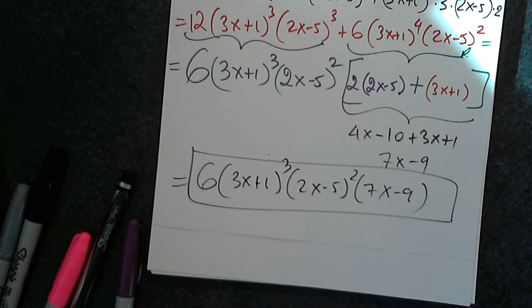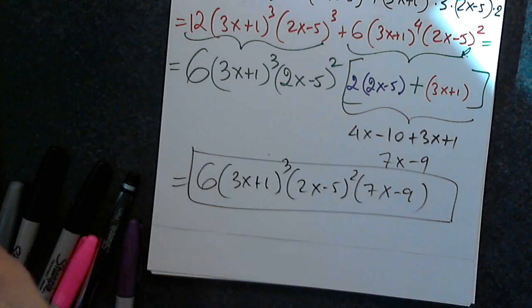There's nothing else you can do here. We need the 4x. 2 times 2x, 2 times negative 5, plus 3x plus 1, 4x plus 3x, 7x, negative 10 plus 1, negative 9.